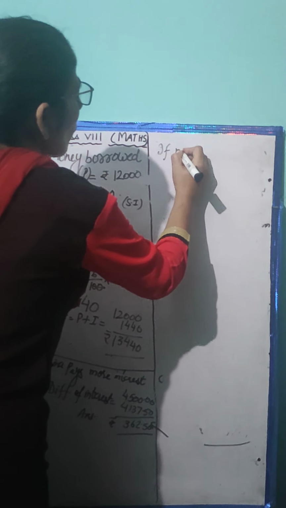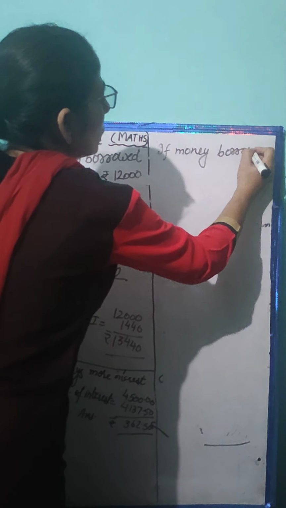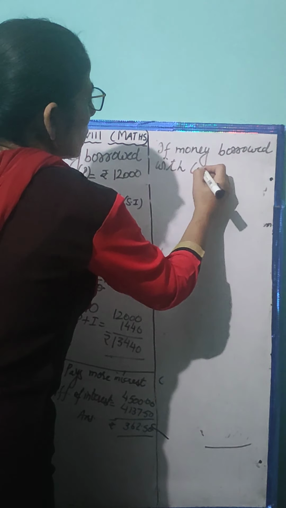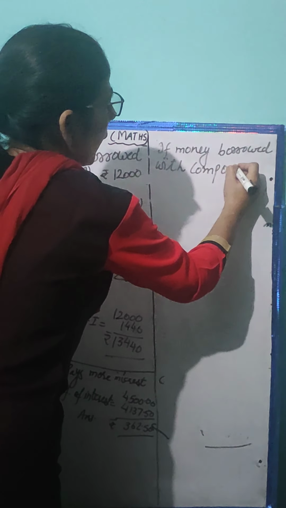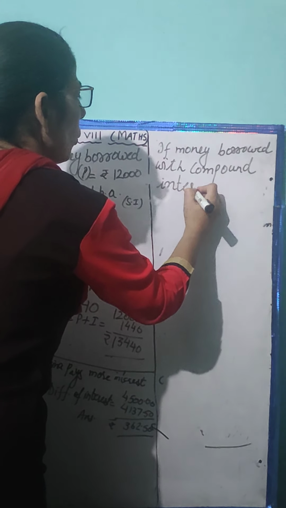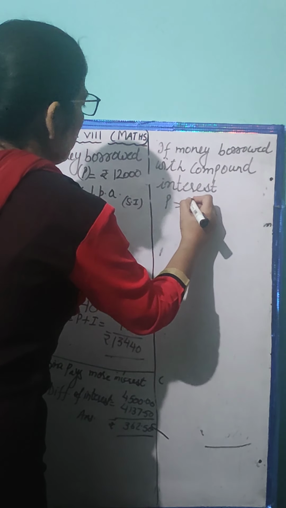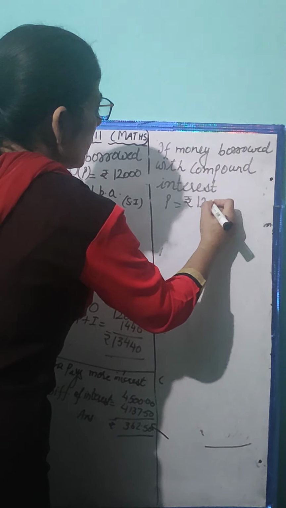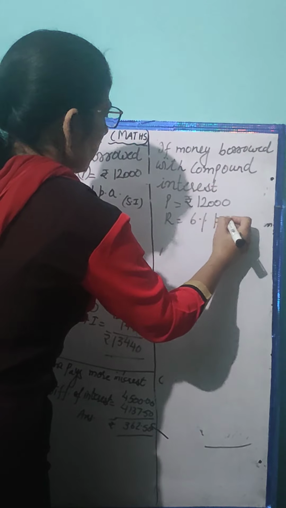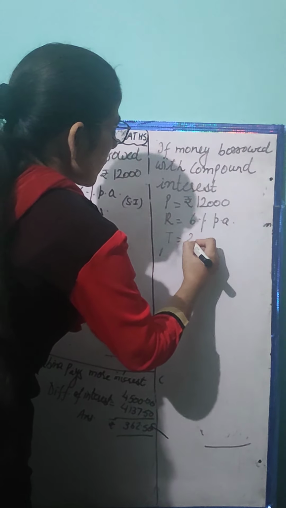If money is borrowed with compound interest, I think I am writing bold enough to be visible. If money is borrowed with compound interest, principal is same, rupees 12,000, rate is same, 6% per annum, and time is also same, 2 years.